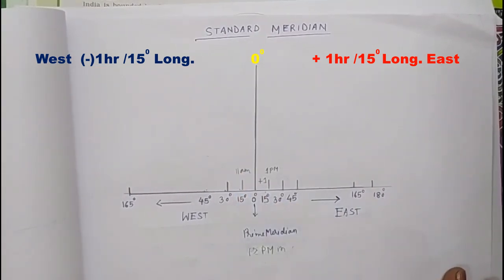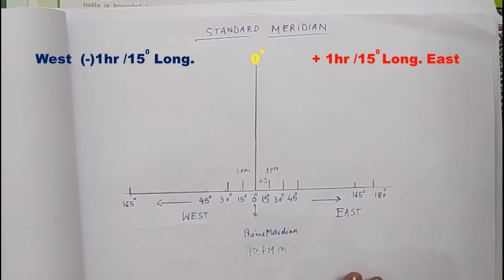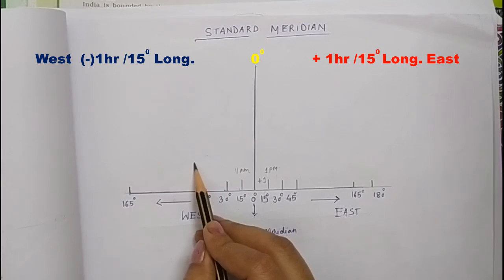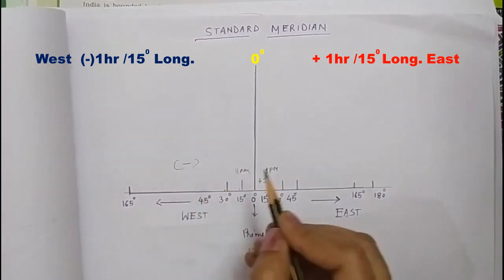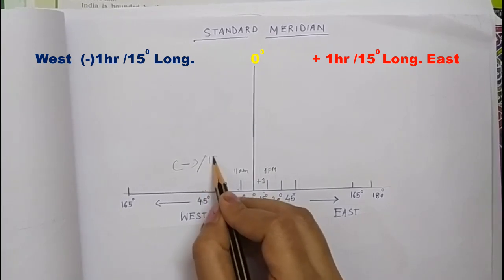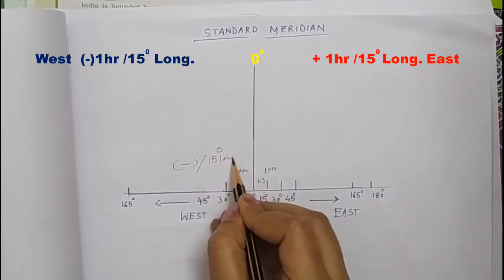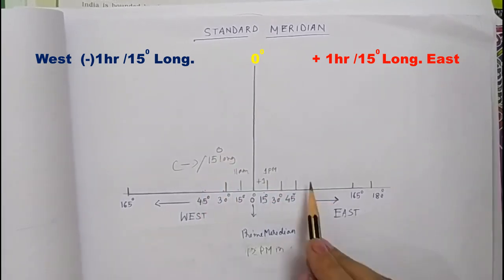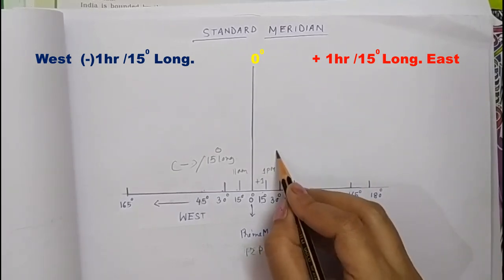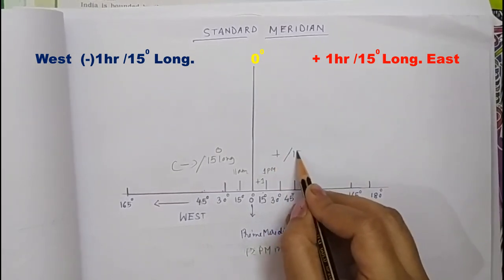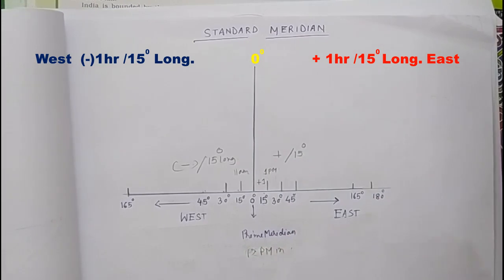Okay, so the places east of the prime meridian, Greenwich, will be ahead of Greenwich time, and those to the west will be behind Greenwich Mean Time. So west means subtract an hour for every 15 degree longitude, and east means addition of an hour for every 15 degree longitude. Got it?